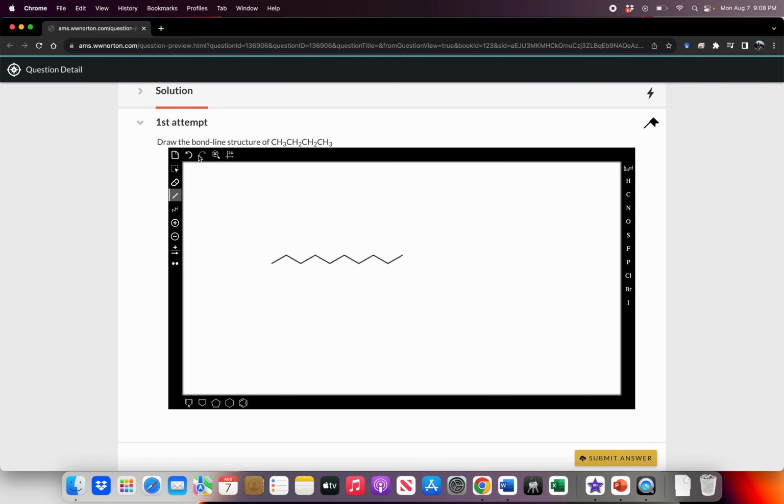I got way too many carbons here. I went too far. But this would be, one more. This would be our 4 carbon molecule that we would expect here. And again, those hydrogens are implied, right? So here is our normal bond line structure.